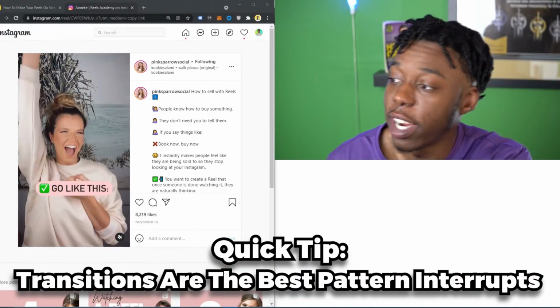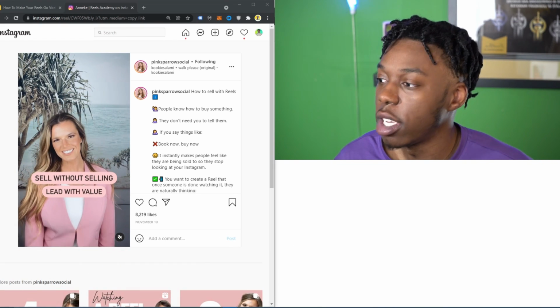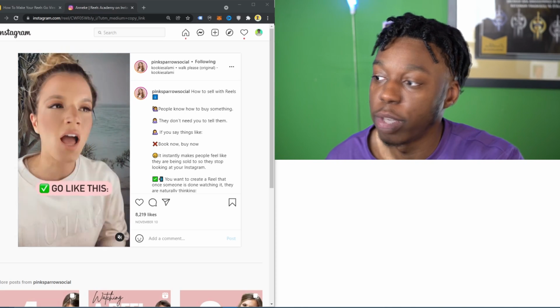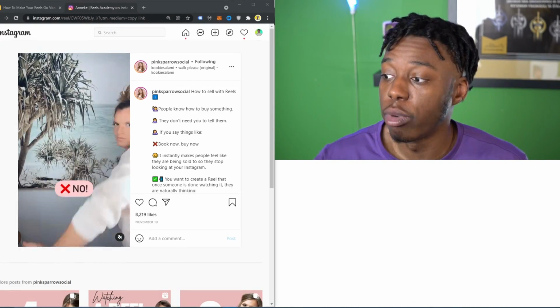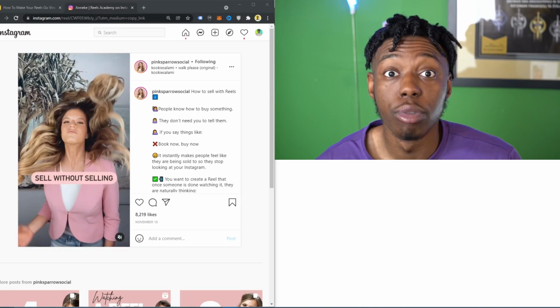So as you can see right here, this video is a great example of a pattern interrupt. As you can see, she does it twice. The first one is her just talking with her hat, and then boom, there's a transition, she goes into it, and then of course there's another one right here. You only need about 1 to 2 depending on how long your video is, but this video is short and to the point and it also has a couple pattern interrupts. So this is a great example of improving watch time.